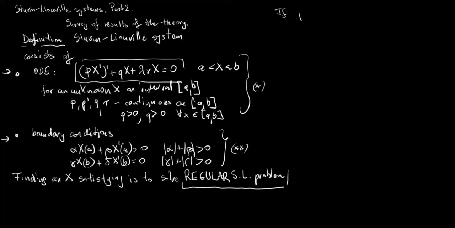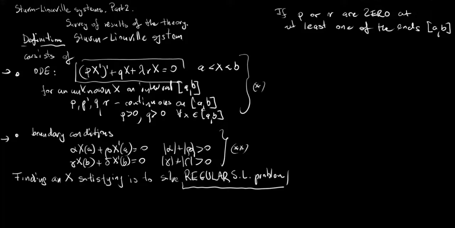If P or R are zero at least at one of the ends of the interval AB, or if the interval AB is infinite, the solution of this and that with this P or R or with an infinite interval is called a solution to a singular Sturm Liouville problem.